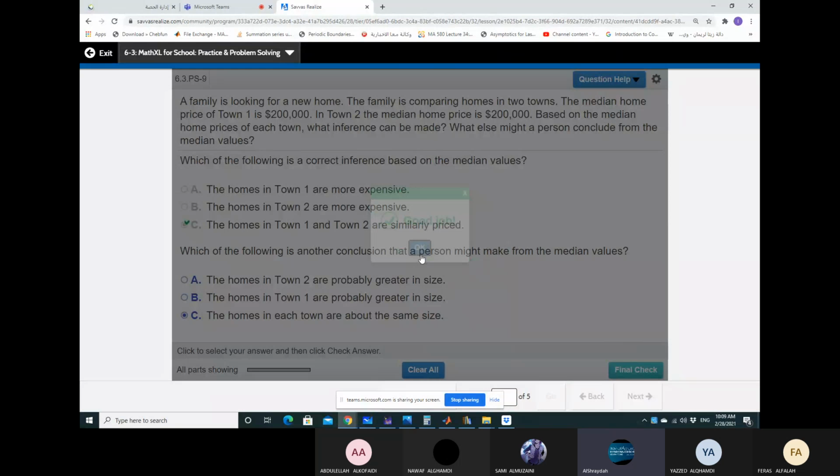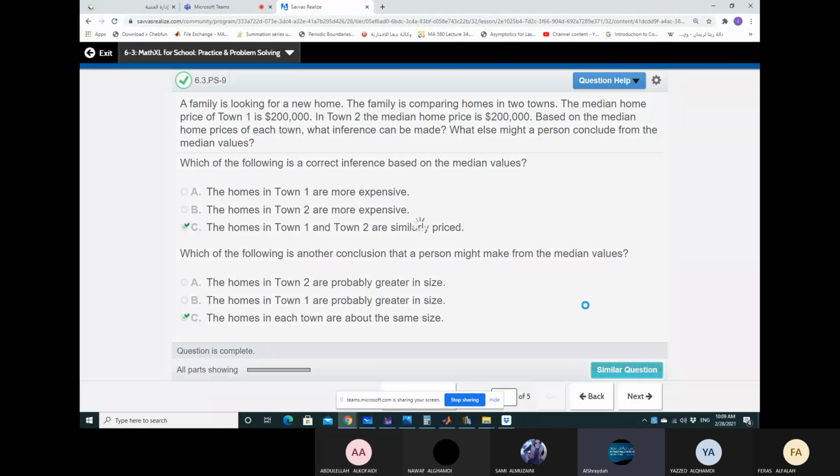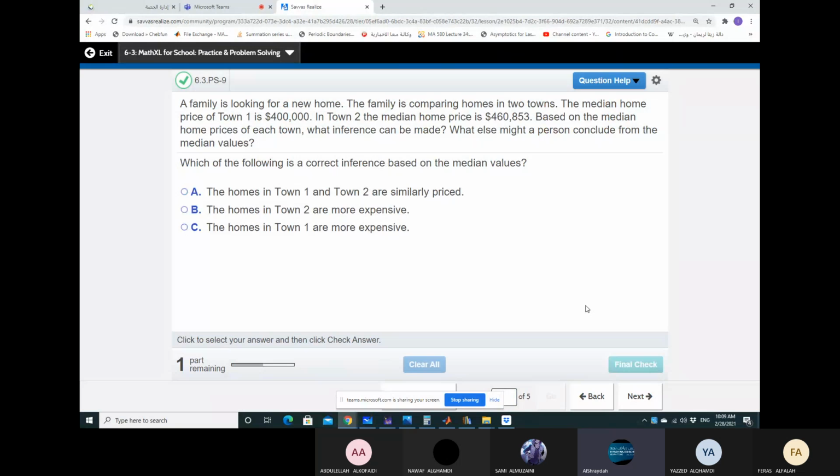Okay, so take another question. A family is looking for a new home. The family is comparing homes in two towns, and the median home price of town one is $400,000. In town two, the median home price is $460,853. Based on the median home prices of each town, what inference can be made, and what else might a person conclude from the median value?